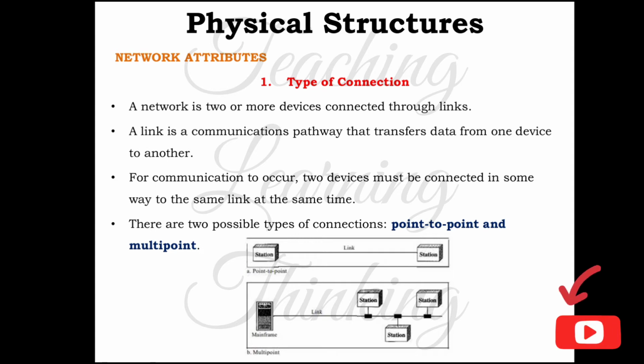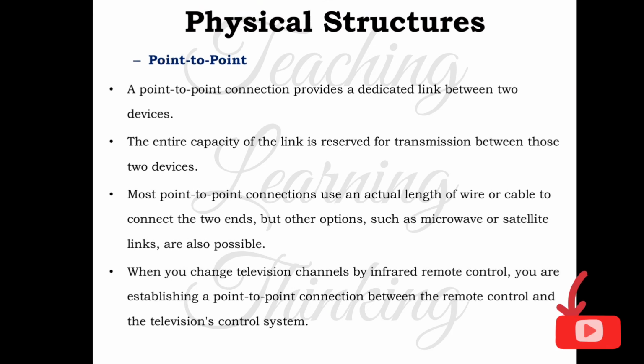A network is two or more devices connected through a link. A link is a communication pathway that transfers data from one device to another. For communication to occur, the two devices must be connected in some way to the same link at the same time. The figure shows two stations connected by a link, so communication should occur there. So there are point-to-point and multi-point connections.